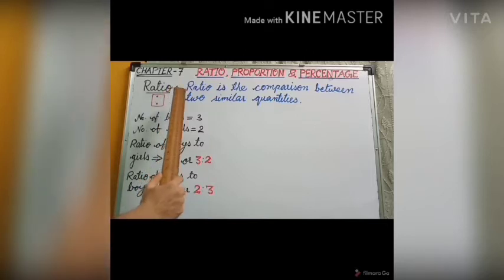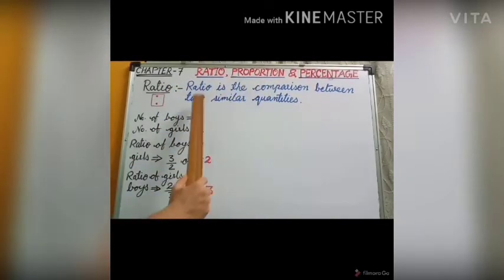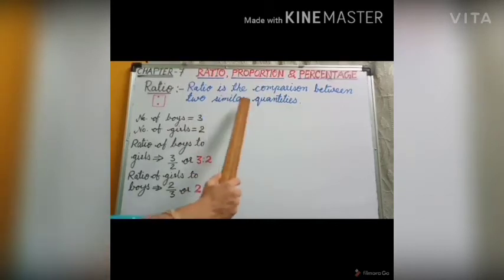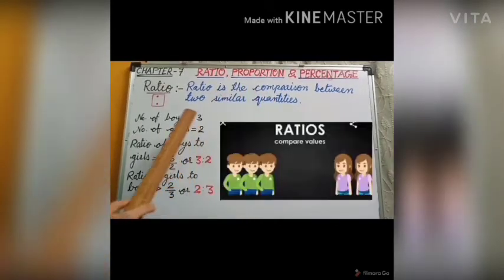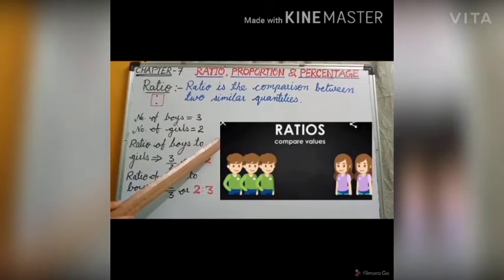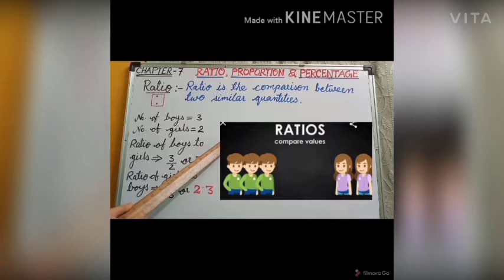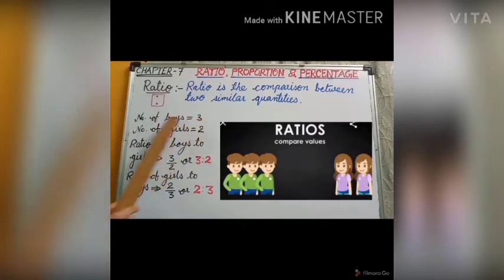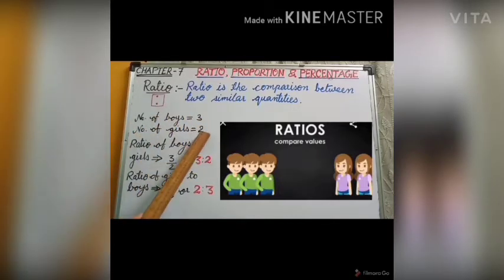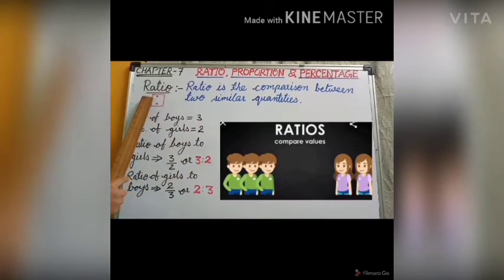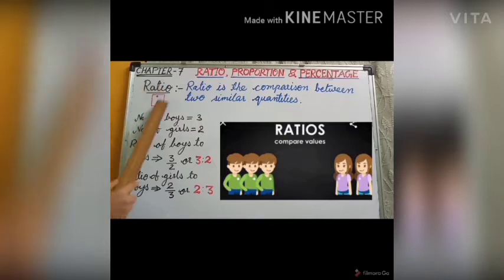Okay, so ratio क्या है? Ratio is the comparison between two similar quantities or two similar amounts. Look at the picture, students. In this picture you can see three boys are there and two girls are there. That means number of boys 3, number of girls 2. So if you want to compare number of boys with number of girls, that can be represented as ratio, and the sign of ratio is like this. This is the sign of ratio. We can express ratio with this sign.